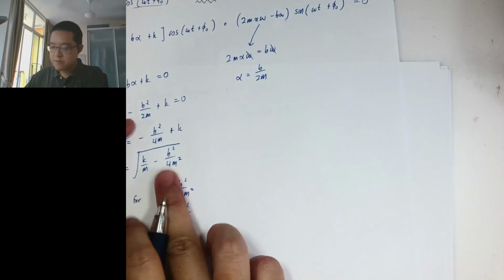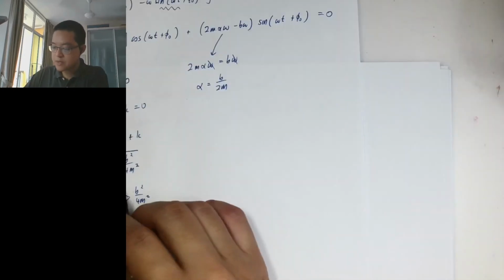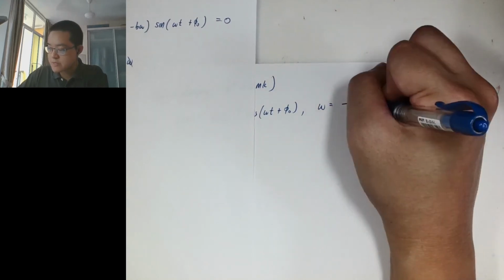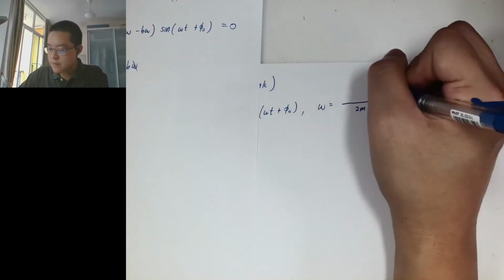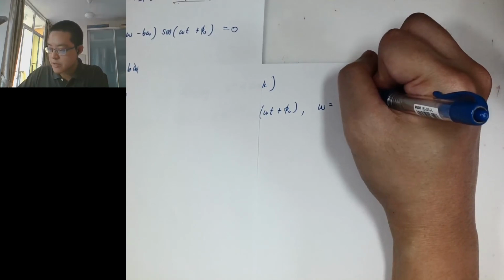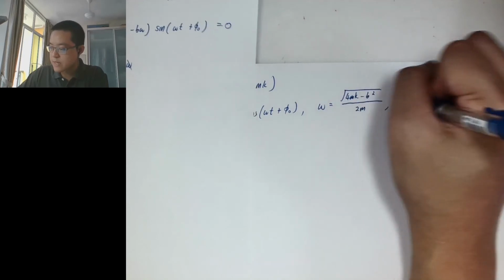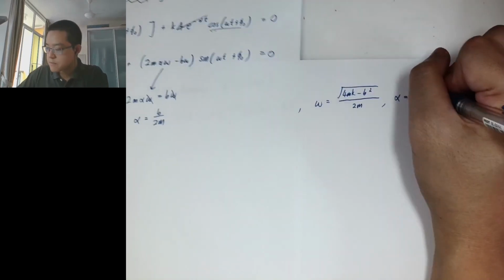So let me simplify this a little bit more. Let me make all the denominators the same. So the downstairs is the square root of 4m squared. After you take the square root, it becomes 2m, and then it becomes 4mk minus b squared upstairs. And then your alpha was b over 2m.